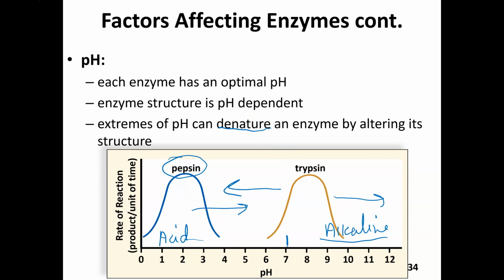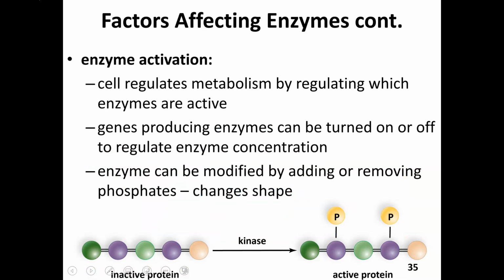So the pH is very important. We have to maintain pH of every enzyme for its function. Enzyme activation. So we have some enzymes that don't function until they're needed. So I teach anatomy and physiology, so I use humans as an example a lot of times.